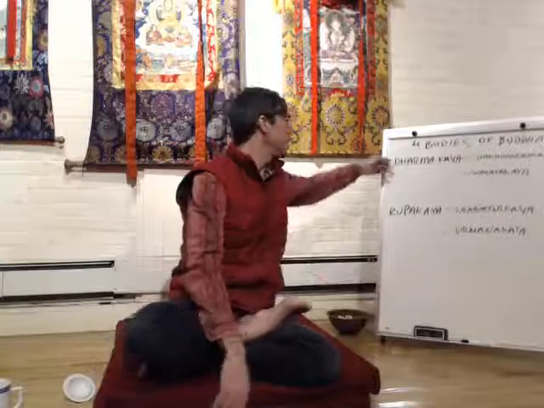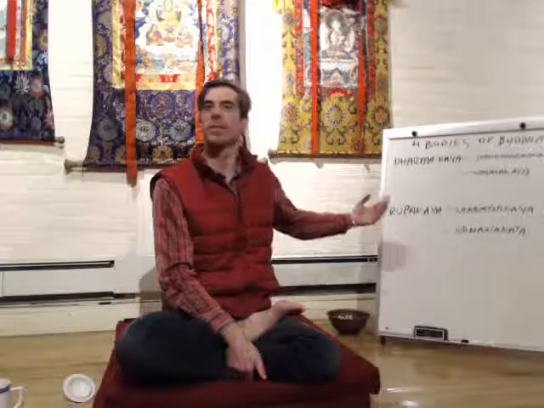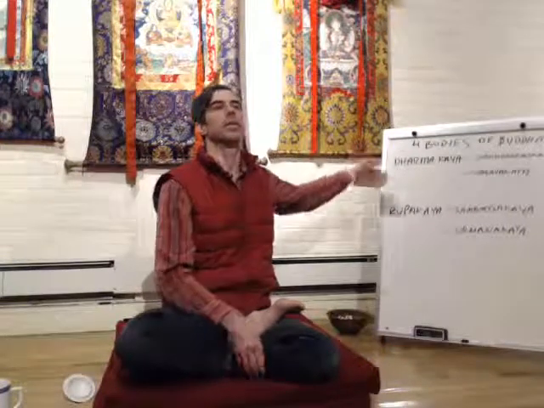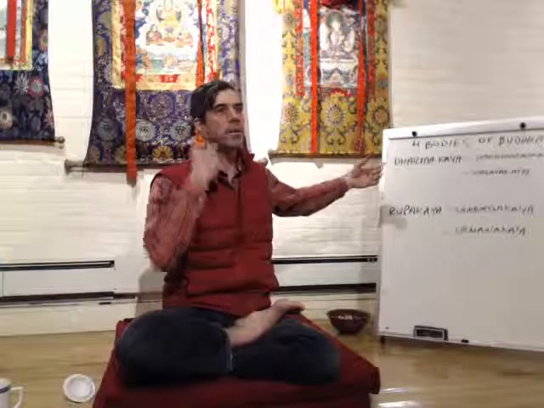Each of these bodies comes from a cause. These are results. Okay? All results come from causes. So you can say these are result bodies, result forms. So we want to know what the causes are.